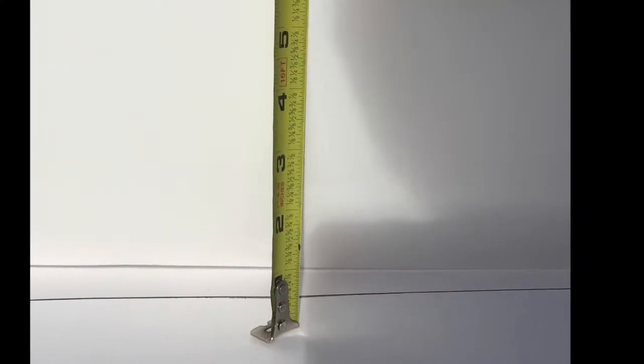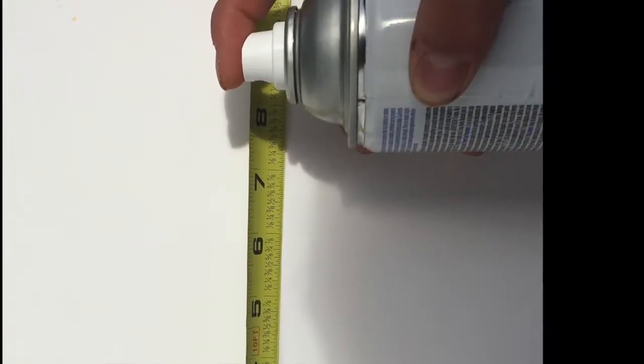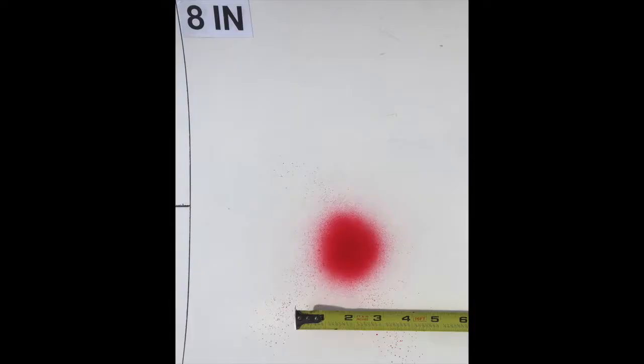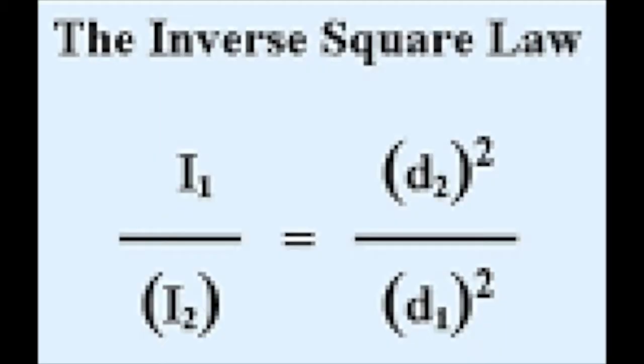So now if I move my spray paint 3 times as far from my original distance, which is now 8 inches, my circle of paint will be 16 times as large and my intensity will be 1/16 of my original intensity. Now I'm going to do this same concept at 16 inches and 32 inches. Now watch how my intensity is inversely proportional to the square of my distance.